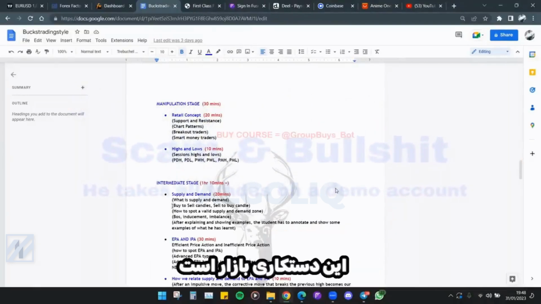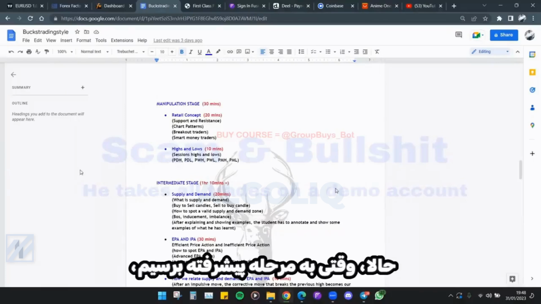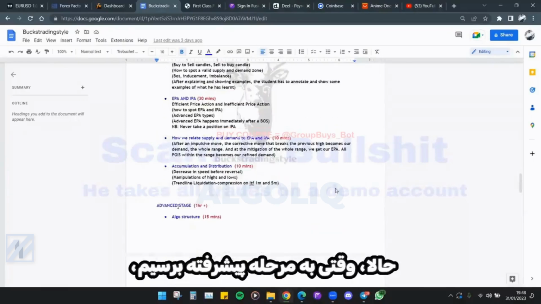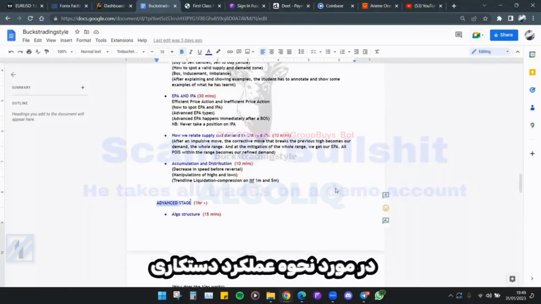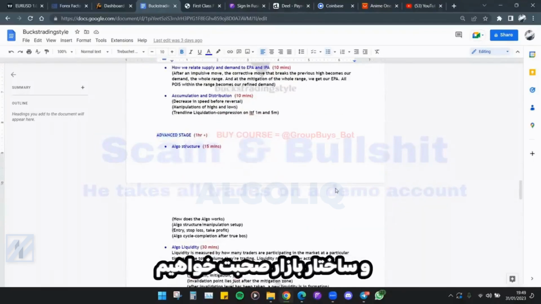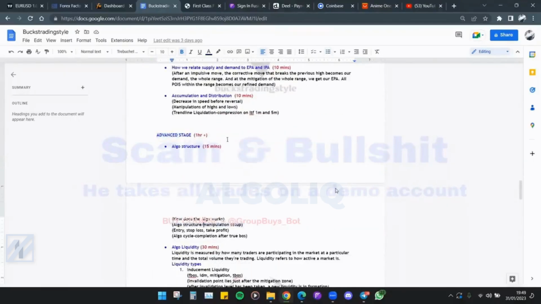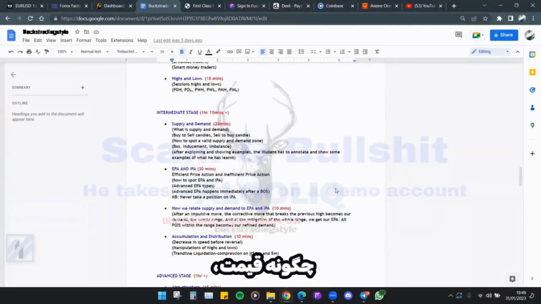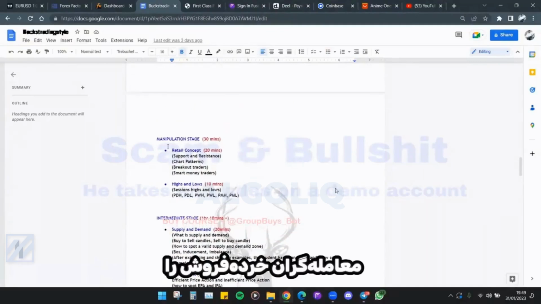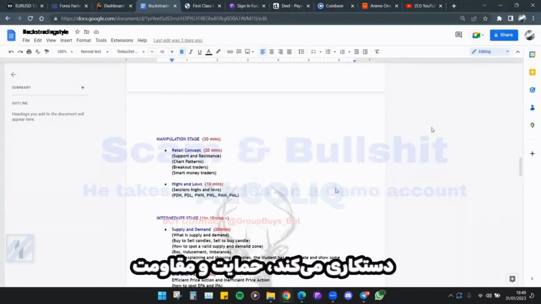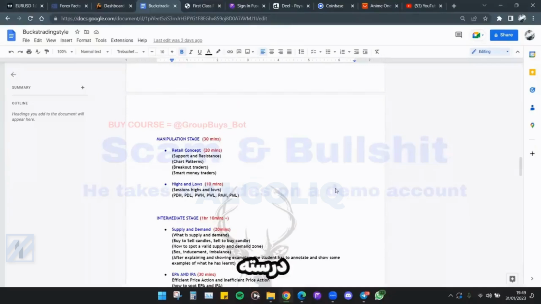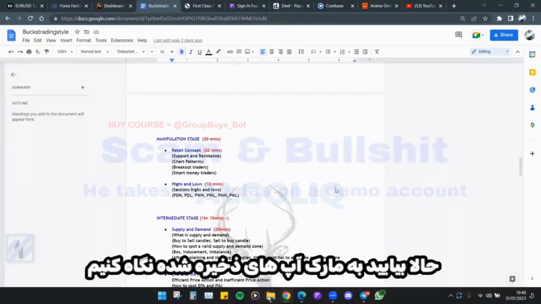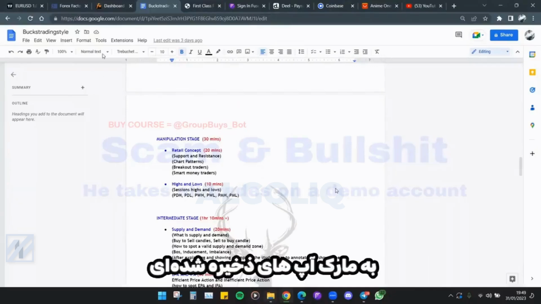That's manipulation. Now, when we get to the advanced stage, we are going to talk about how the manipulation works. That's how algo structure works. So for now, this is just the basic manipulation, the retail concept, how price manipulates retail traders, the support and resistance and all that, right? So now let's look at some saved markups.